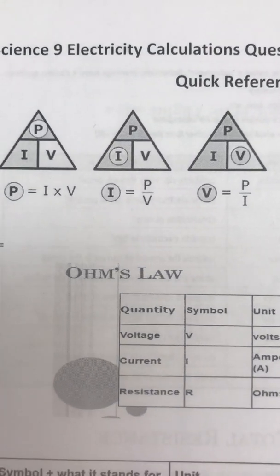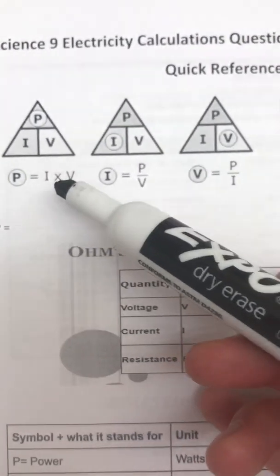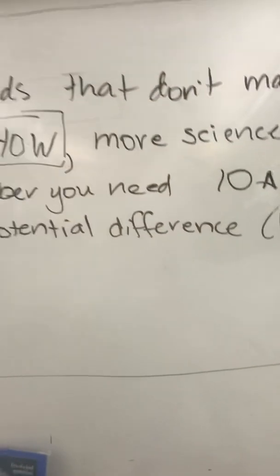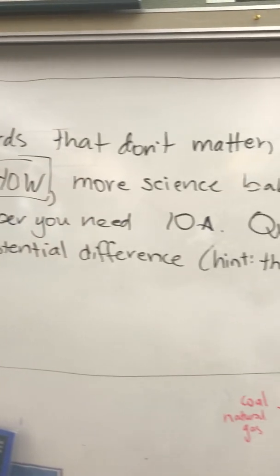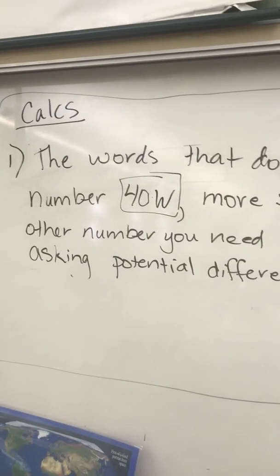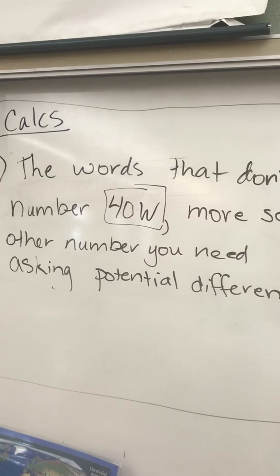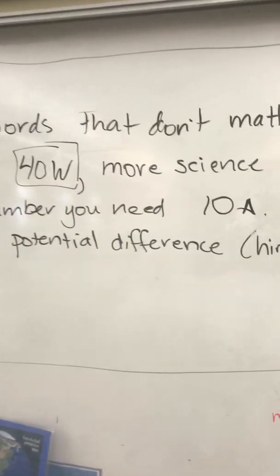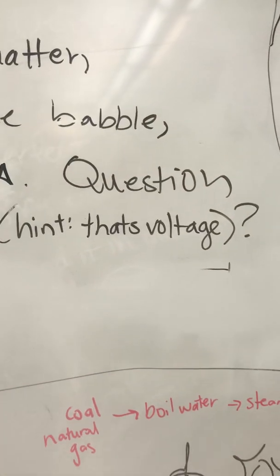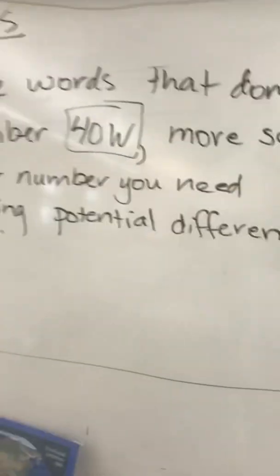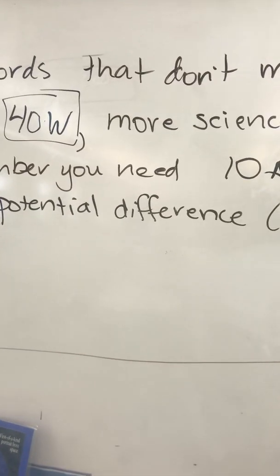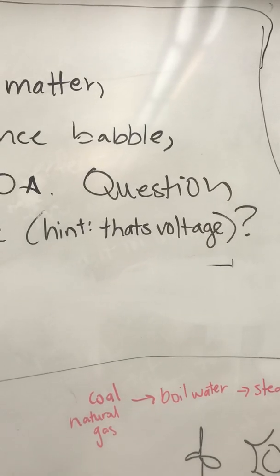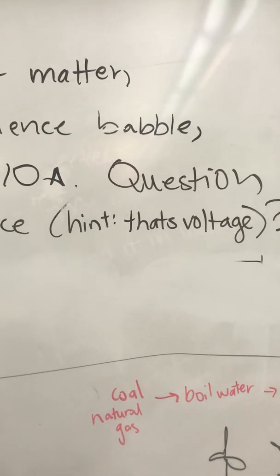Okay, how to do calculations for power, current, and voltage are as follows. Often you'll get an example where you have some words that don't matter. Okay, this is me being funny. And the number that you need, in this case, 40 watts. More science words. And the other number you need, in this case, 10 amps. And then you have a question. In this case, it's asking what is the potential difference in the circuit. And as a hint, potential difference is voltage.